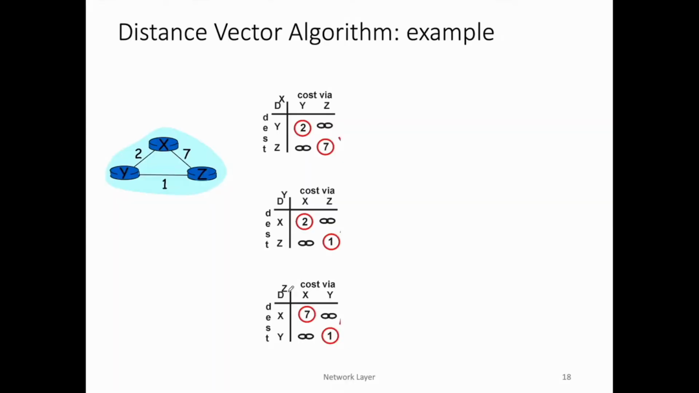So let's try to understand the working of the distance vector routing algorithm with the help of this example. Here we have three routers, and this is the link cost between each pair of routers. The link cost between x and y is 2. The link cost between y and z is 1. The link cost between x and z is 7.